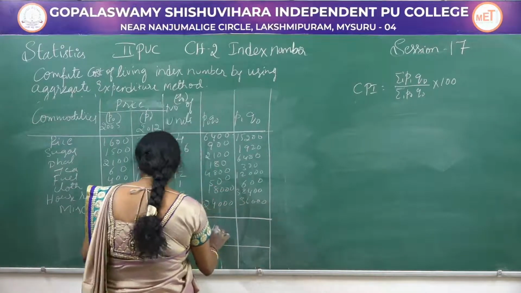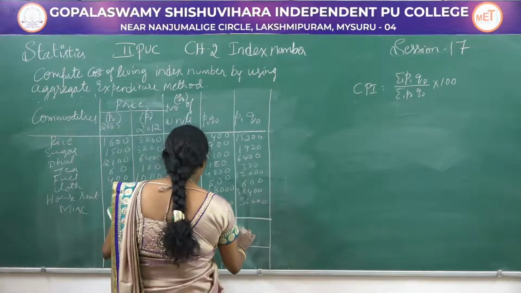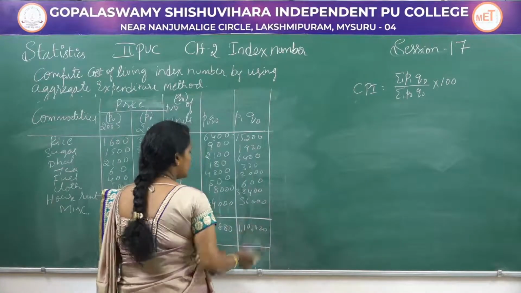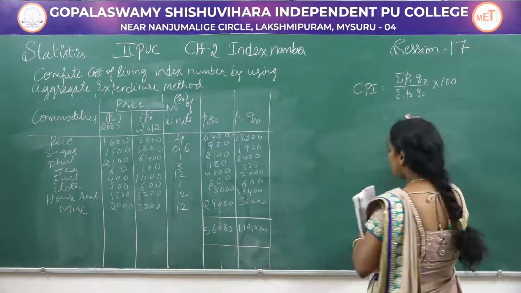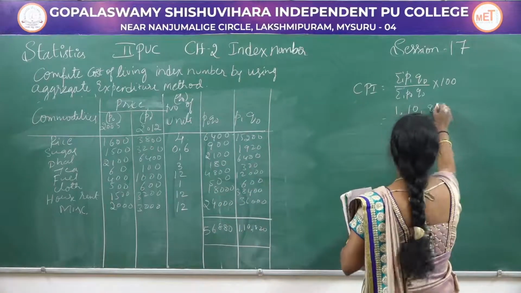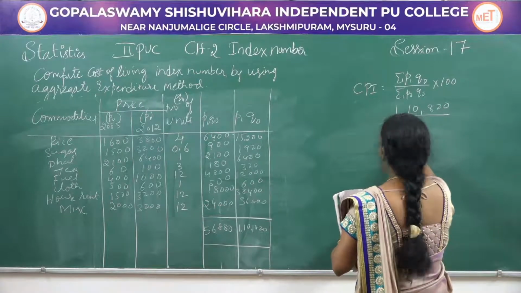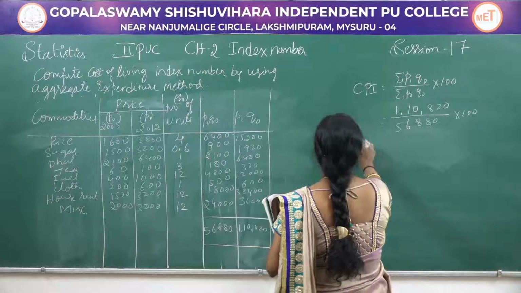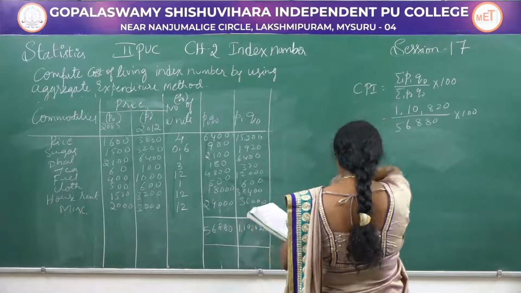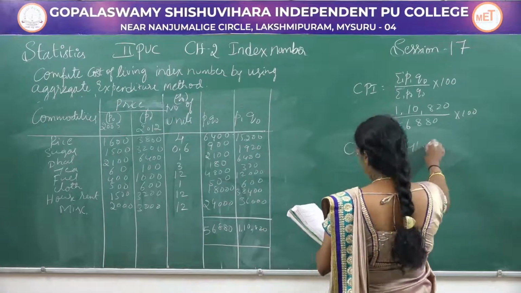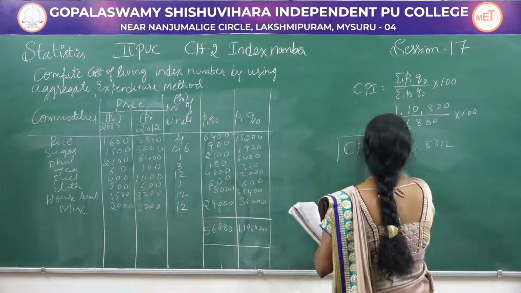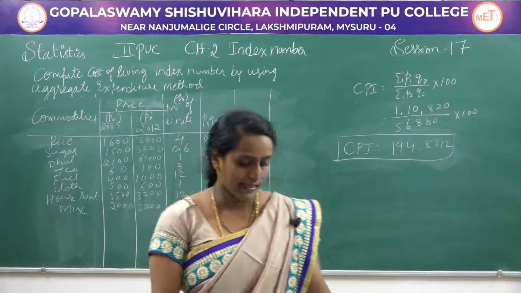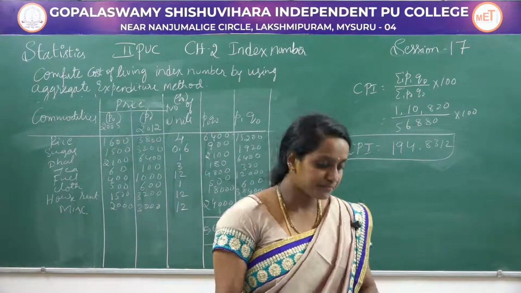The summations are 56880 and 1,10,820. So substitute these in the formula: 1,10,820 divided by 56,880 into 100. So cost of living index number by the aggregative expenditure method is 194.8312. This is about the aggregative expenditure method.